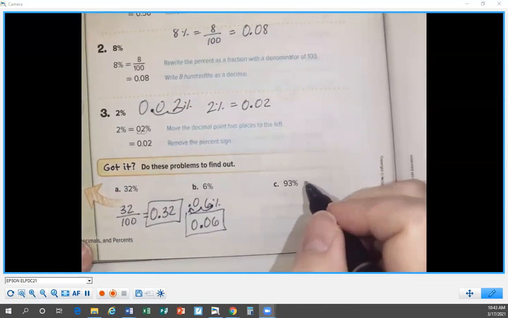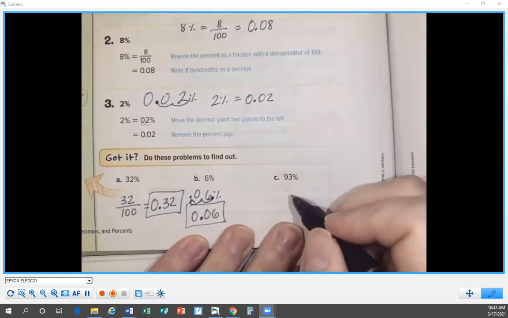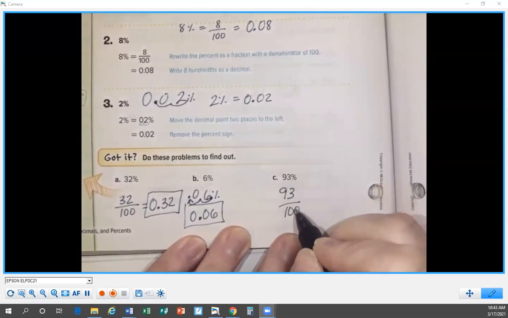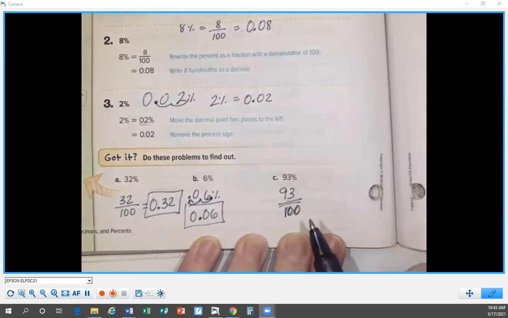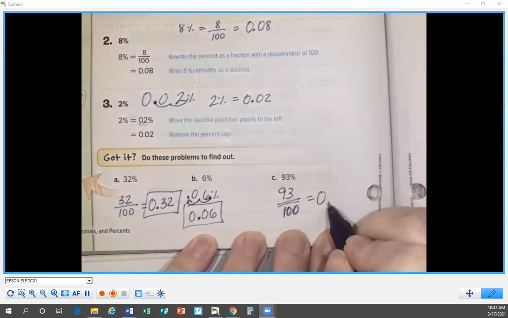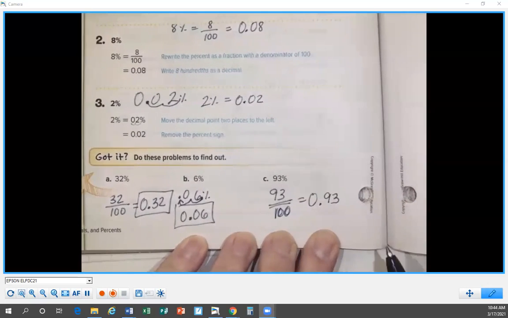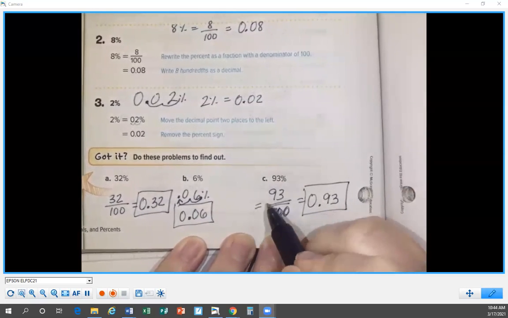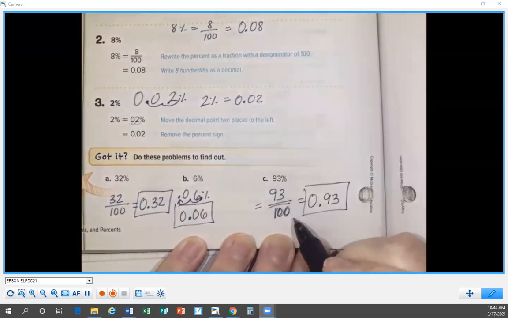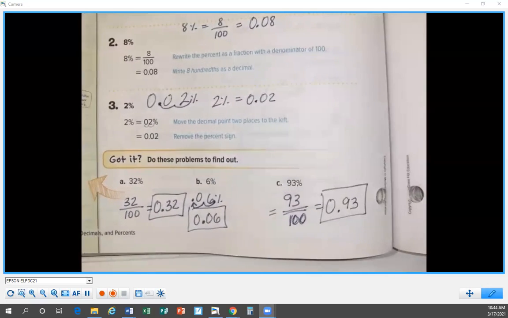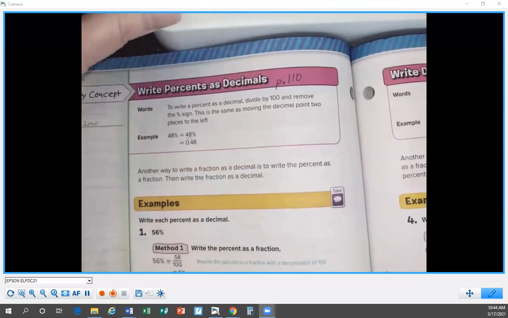Okay, C, 93% means 93 per 100, percent per hundredth, okay? So how do I read this fraction? 93 hundredths. How do I write it as a decimal? 93 hundredths. So 93% is equivalent to 93 hundredths. Okay, so that was how we write percents as decimals.